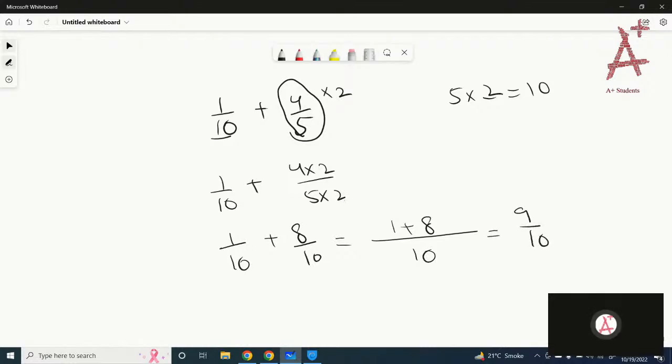Got it? That's how you need to make their denominators like, as you do with simple fractions with unlike denominators. So same thing you have to do here. First you have to make their denominators same, and then you have to add them. They are exactly like adding the fractions that have unlike denominators. Got it?